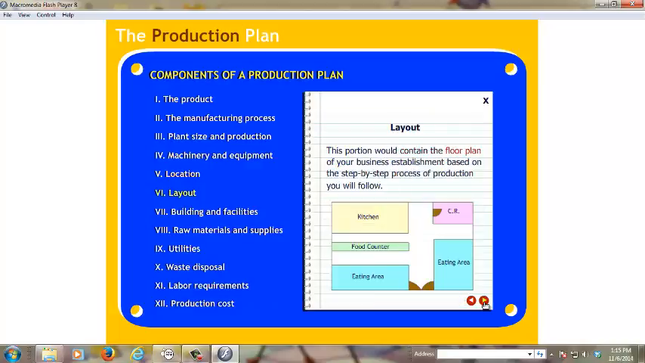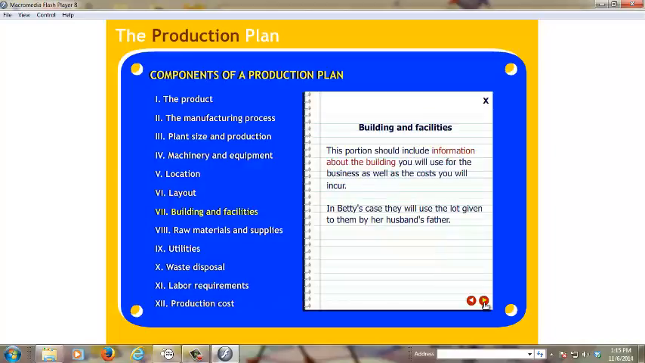This portion should contain the floor plan of your business establishment based on the step-by-step process of production you will follow. Building and facilities. This portion should include information about the building you will use for the business, as well as the costs you will incur. In Betty's case, they will use the lot given to them by her husband's father.